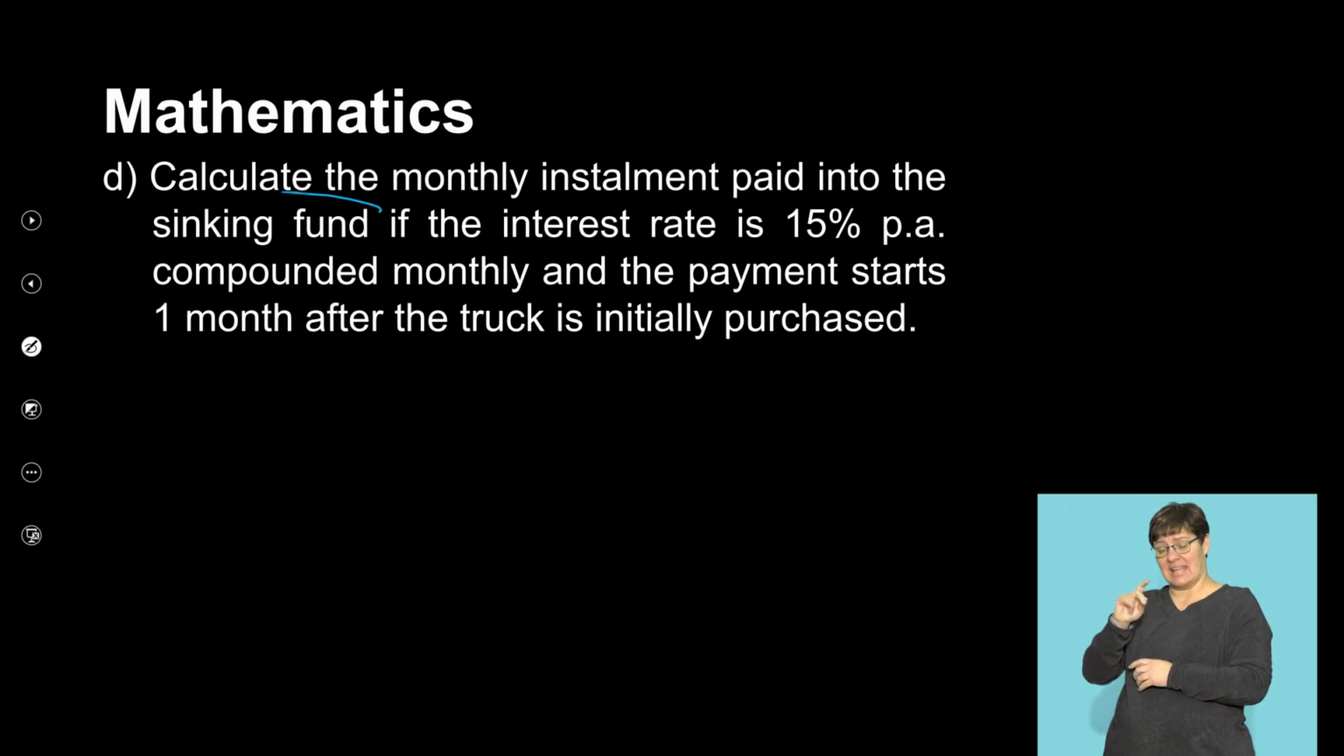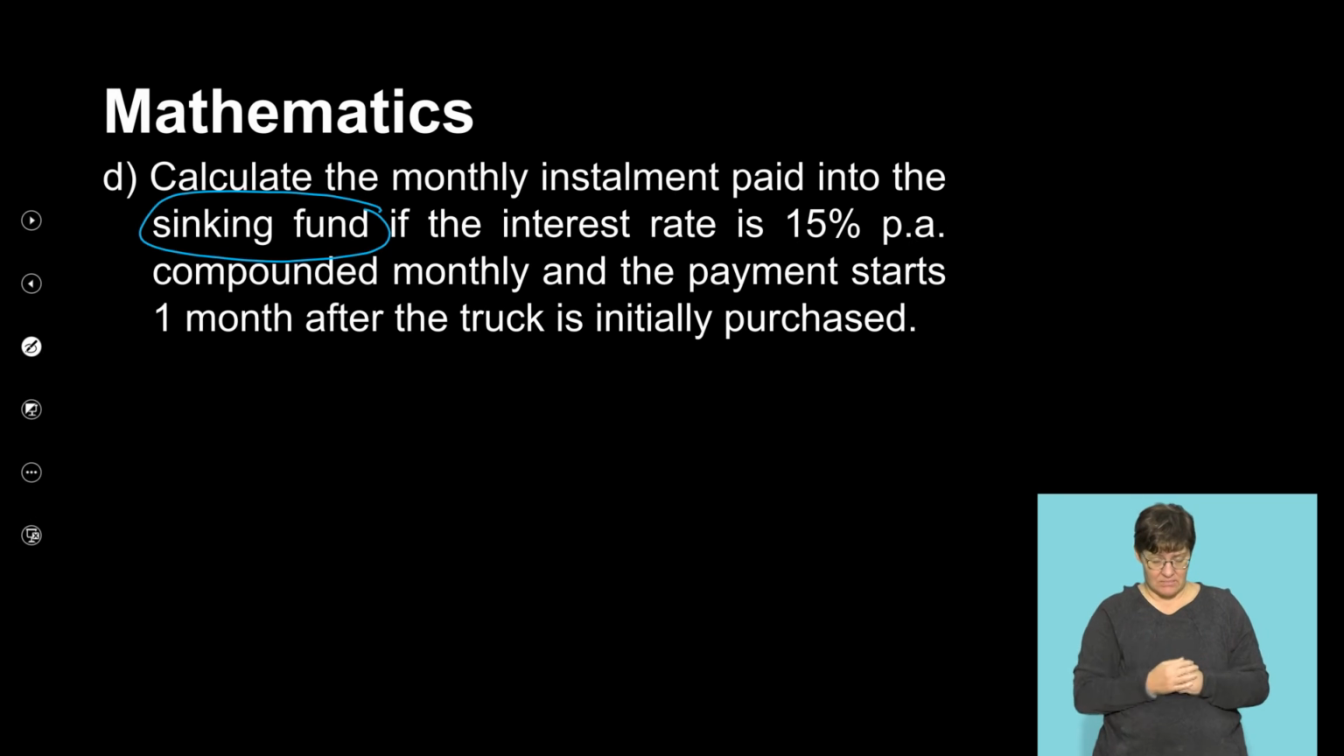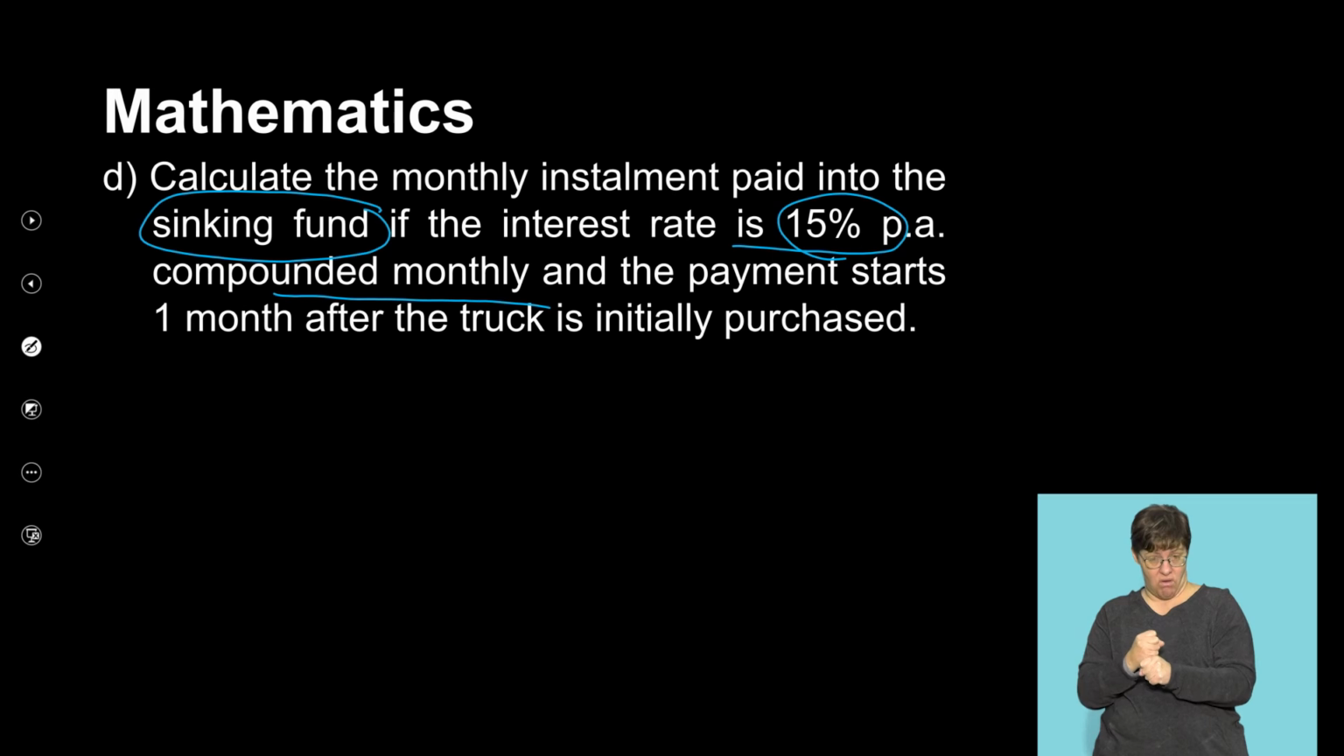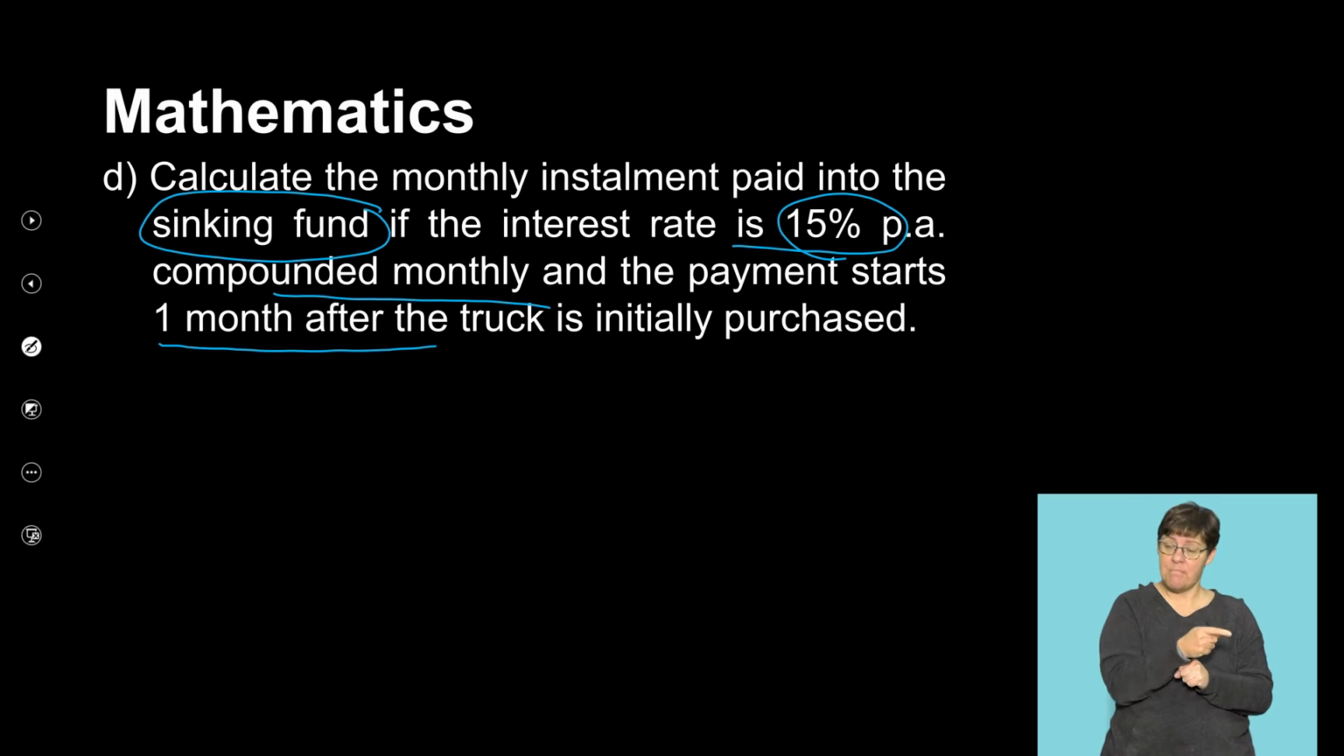The sinking fund, remember we said, is the difference, which I'm going to show you how much it is. It's that 657,000. And the bank says we're going to give you 15% per annum, compounded monthly, and the payment starts 1 month after the truck is initially purchased.